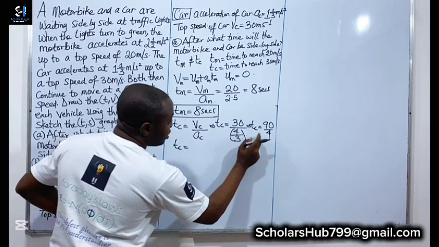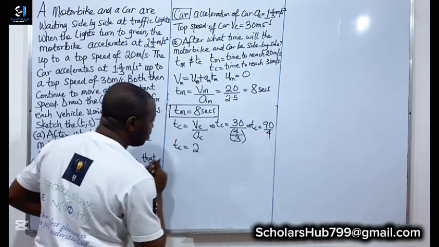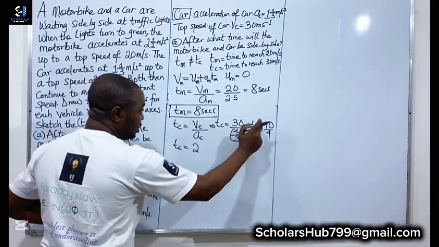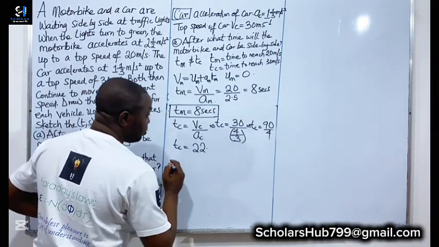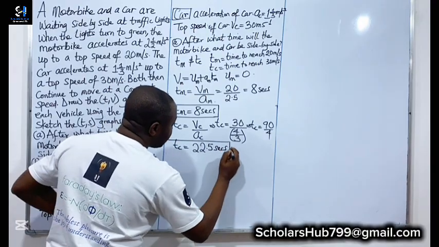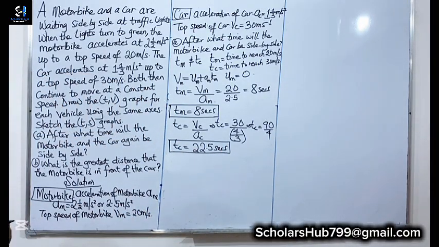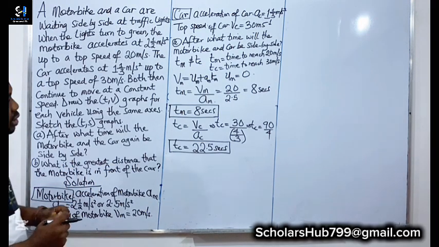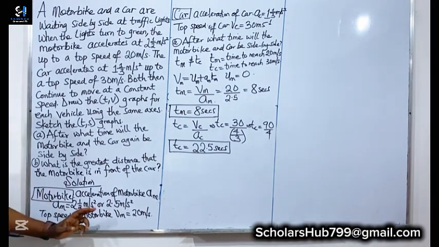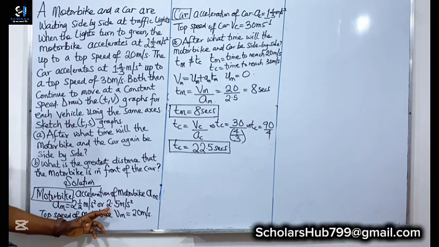So 9 divided by 4 will be 2, with a remainder of 1. Then 10 divided by 4 will be 2, with a remainder of 2. This will be 5. So the time it takes the car to reach its top speed will be 22.5 seconds.